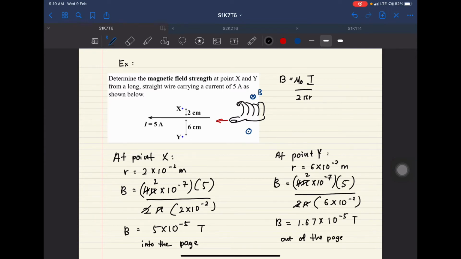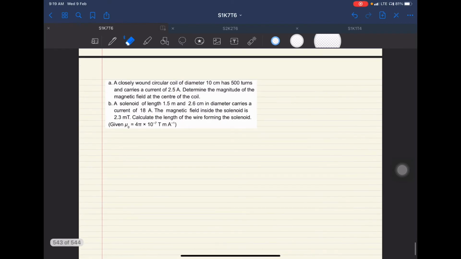Okay, so basically at point Y, if I want to redraw, my thumb is like that, and then my fingers are like that. It's pointing out of the page. Doesn't look like a hand at all, so I'm gonna erase that part. Oops, come back. Okay, anyway, so that's how you determine the magnitude and the direction of magnetic field. Okay, moving on to the next example.